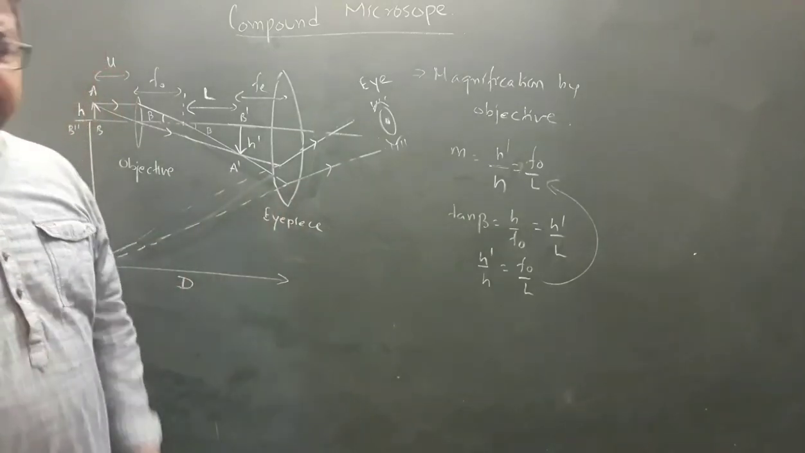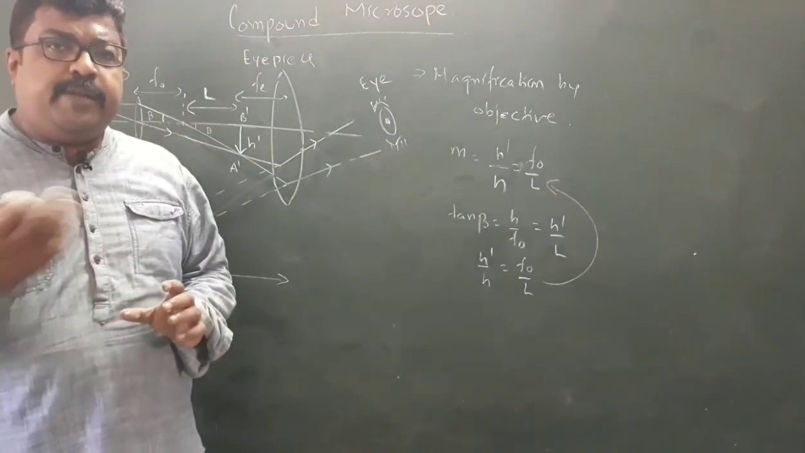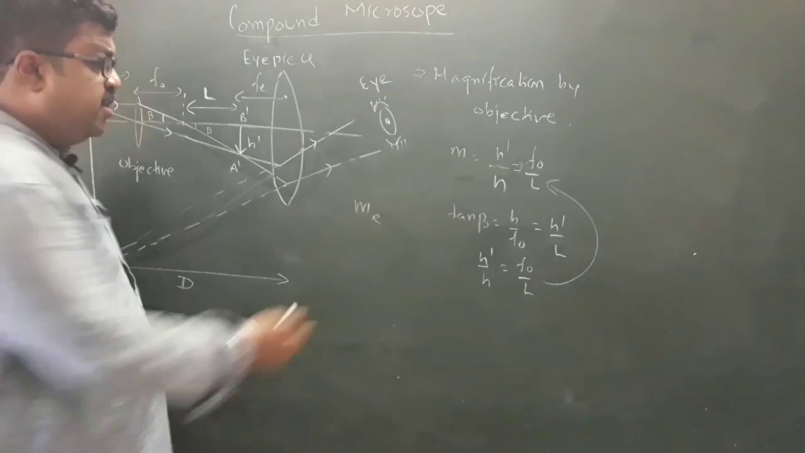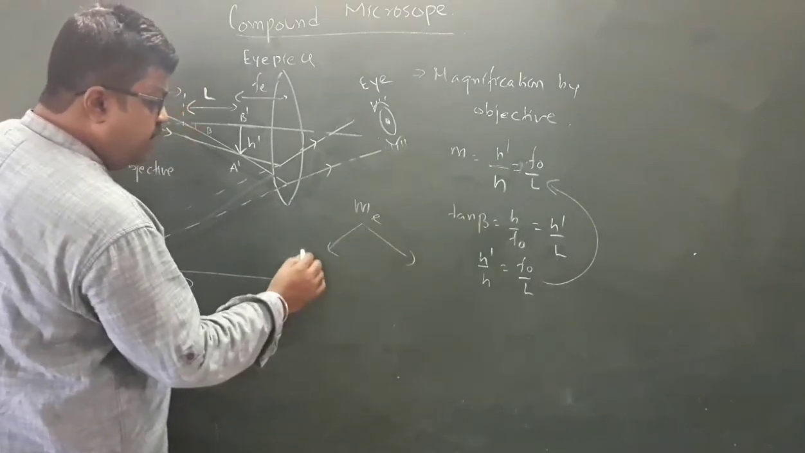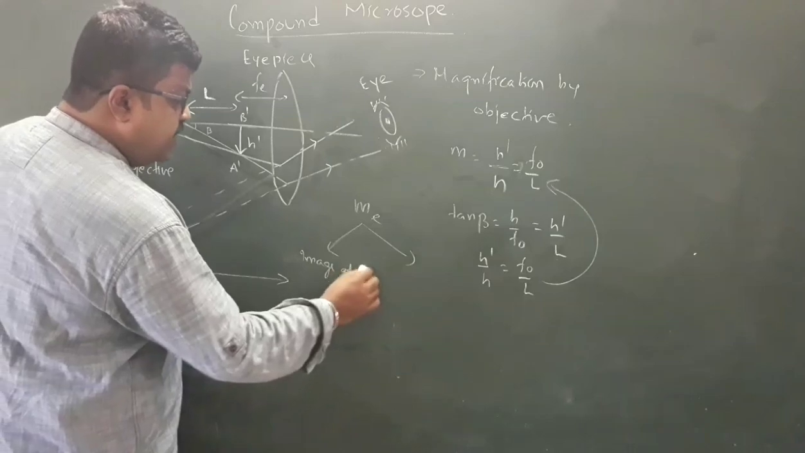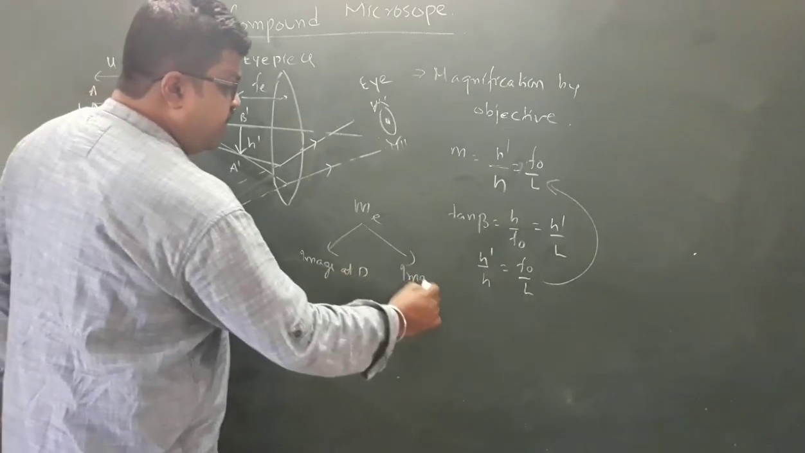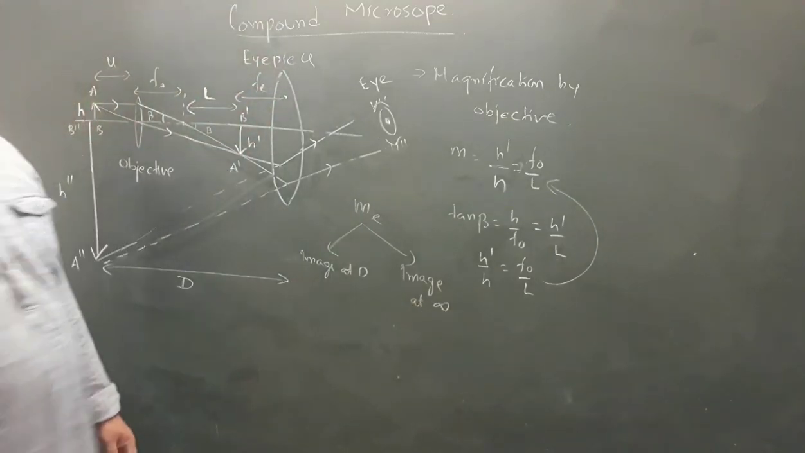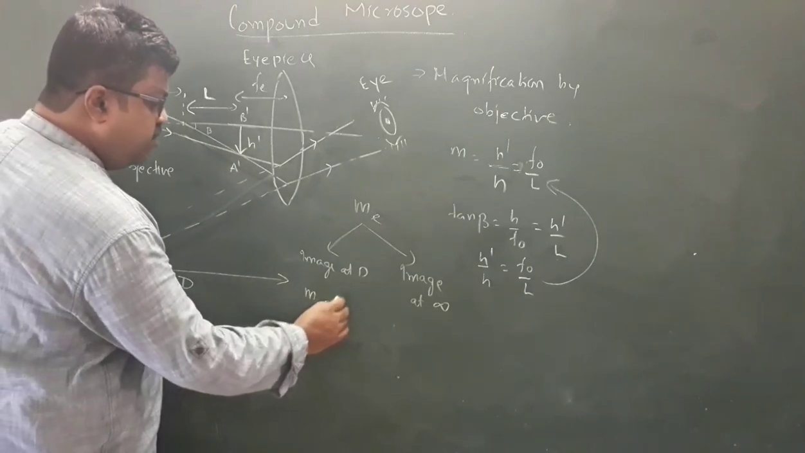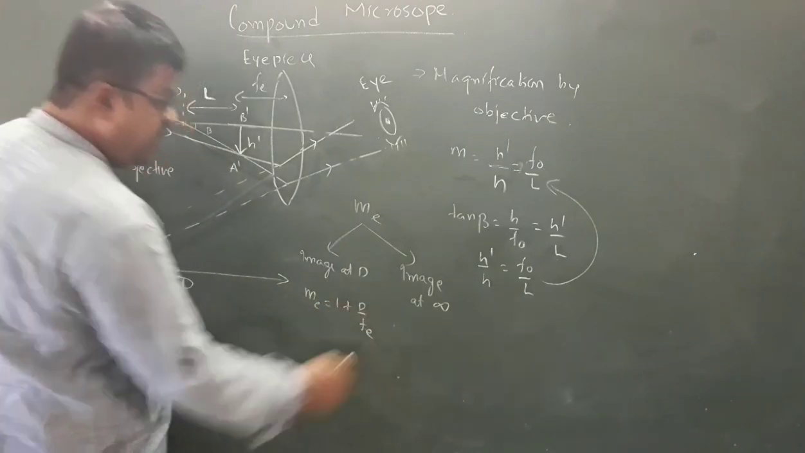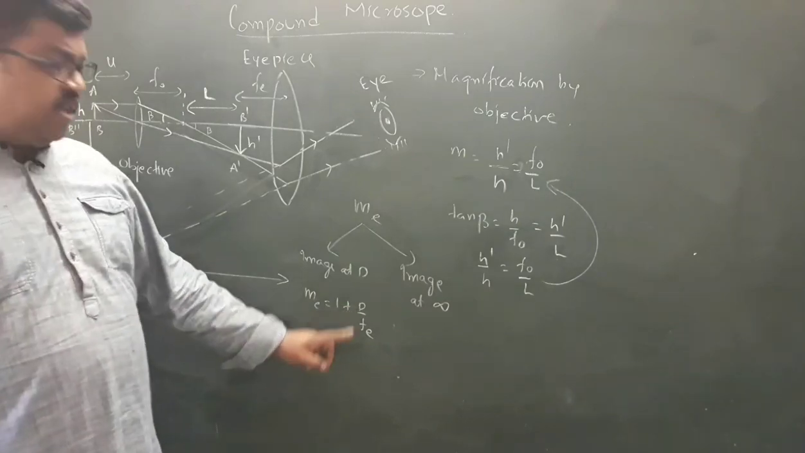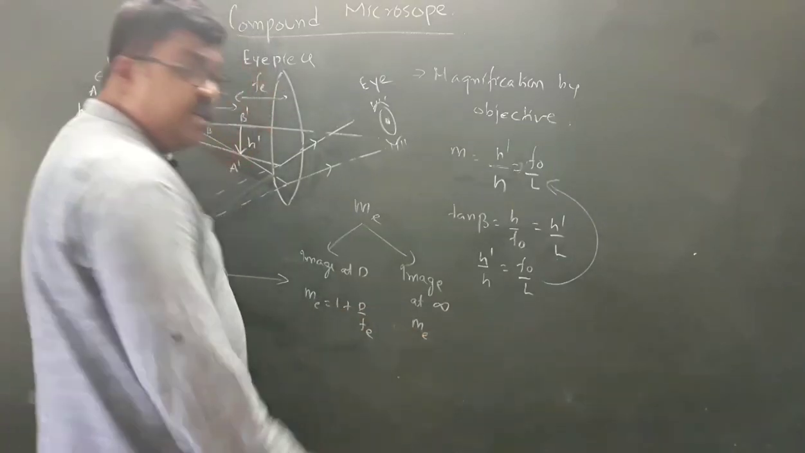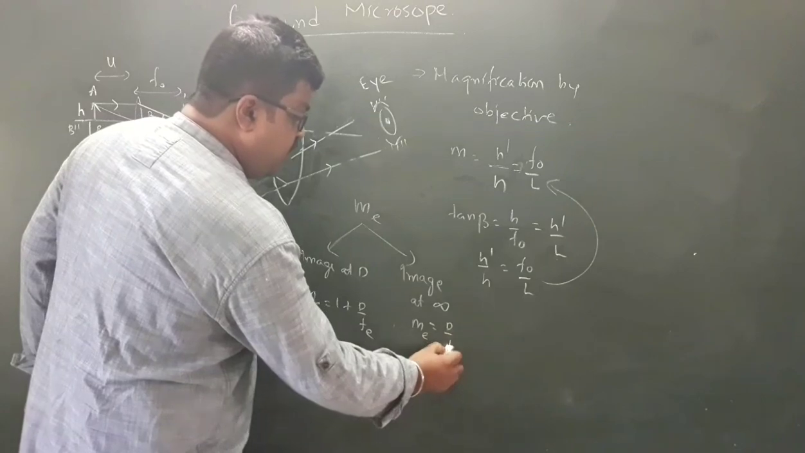the eyepiece. Now, using the result we have obtained in a simple microscope, we can write the magnification produced by the eyepiece for two conditions. One is when image is at distance of distinct vision, and one is when image is at infinity. Now, when image is at distance of distinct vision, in that case ME is equal to 1 plus D by FE. D is the distance of distinct vision, FE is the focal length of the eyepiece. When image is at infinity, magnification produced by the eyepiece is equal to D by FE.